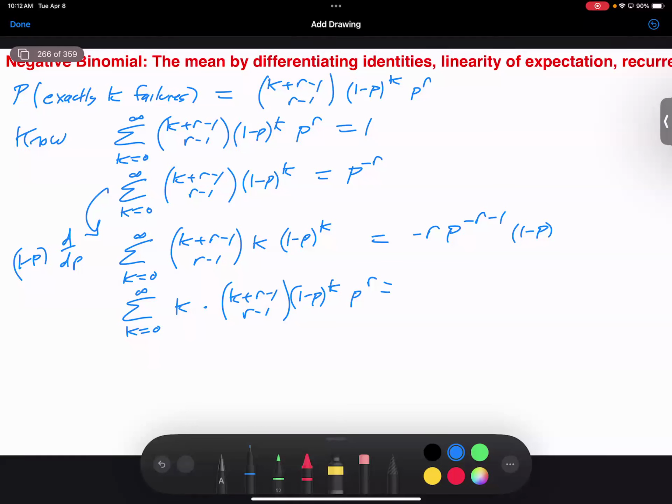Oh, whoops, I made one mistake. When I differentiate (1-p)^k, I don't get k. What do I get? I get negative k. Right? I knew there had to be a mistake because on the next line I was about to get the mean as a negative number.